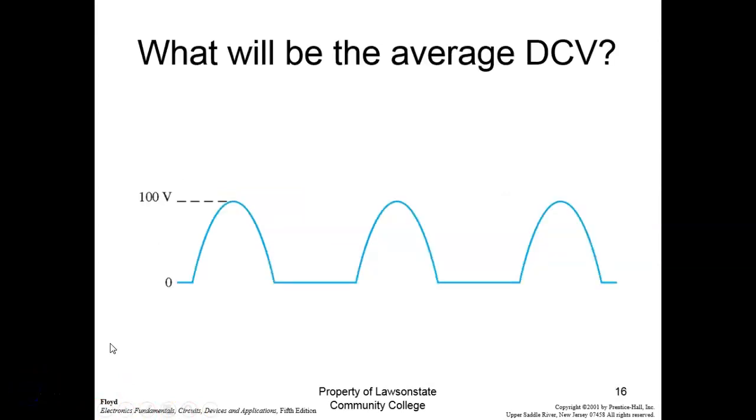So 100 volt peak, so we're giving you the peak value. And we're going to use the silicon diode. Of course, here, guys, it's not going to make much difference because it's 100 volt peak, right?